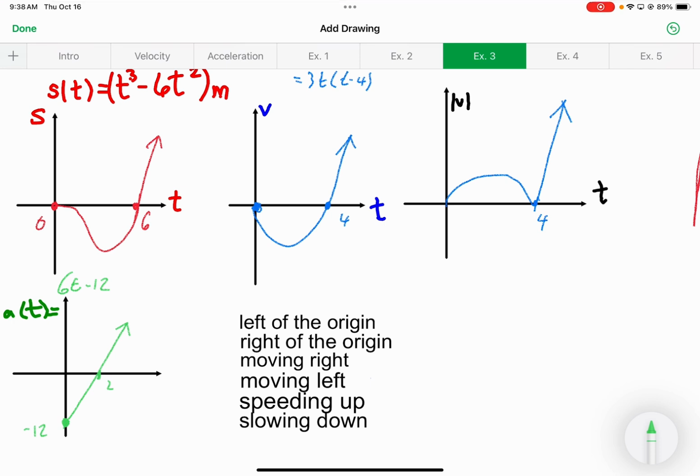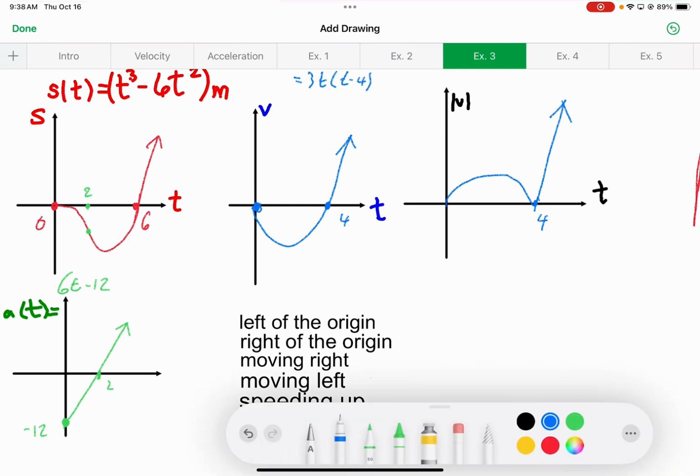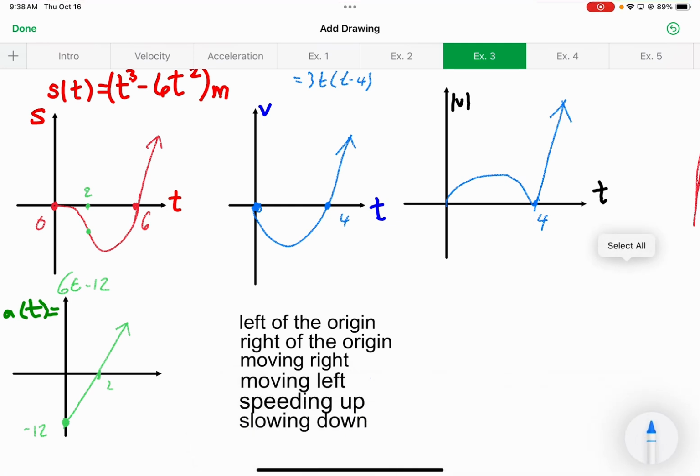Let's go ahead and update our graph a little bit. So t equals 2 is what graphical feature in my original function? Point of inflection, because my second derivative is 0 there. So 2 would be this point of inflection here. All right, and then what is t equals 4? What graphical feature is that?